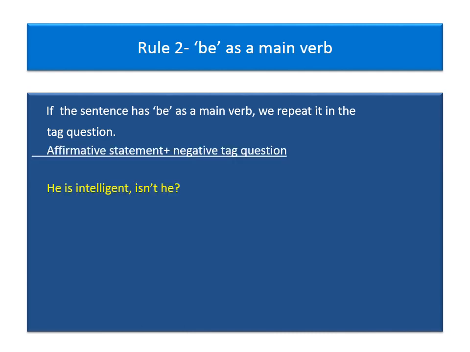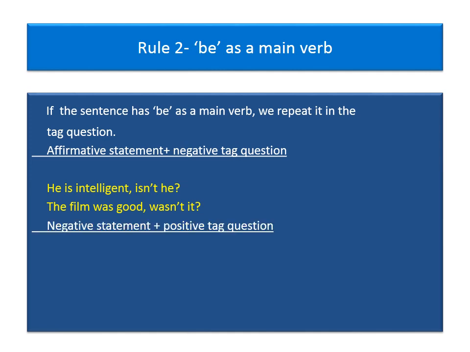For example, if the statement is affirmative, the tag will be negative. He is intelligent. The tag will be isn't he? For another example, the film was good. We can clearly guess what the tag will be. It will be wasn't it?